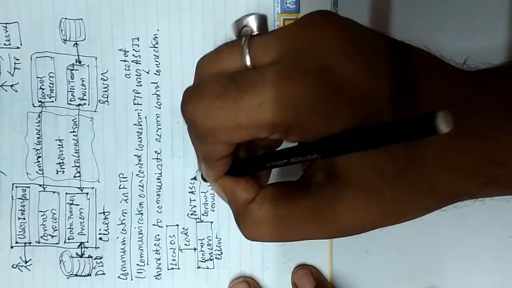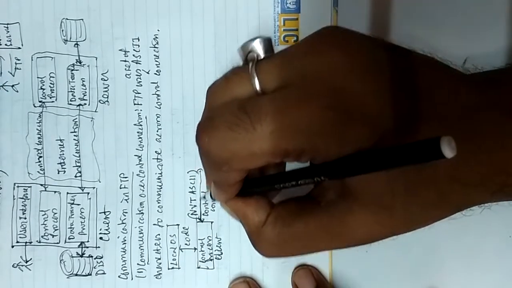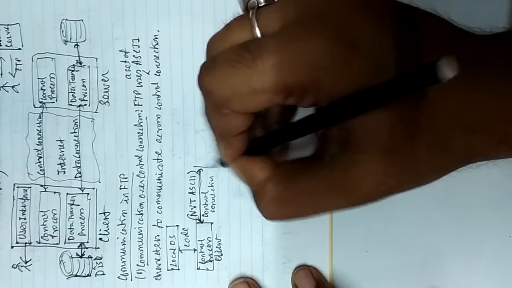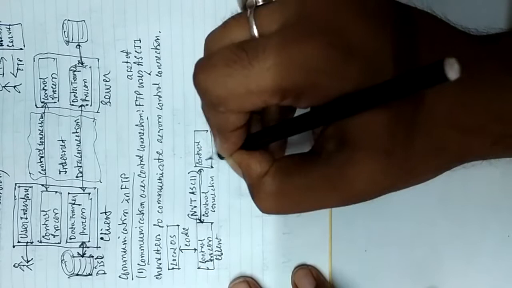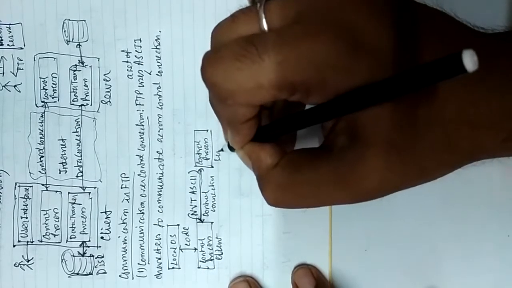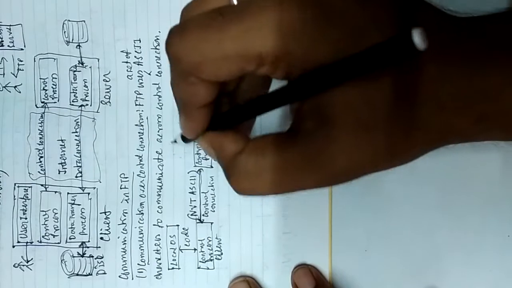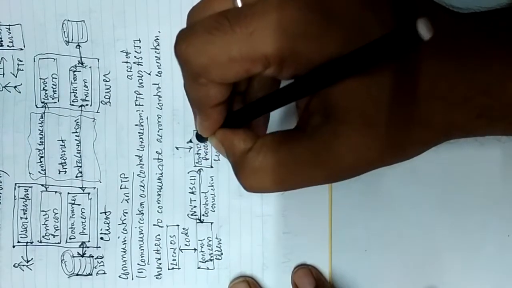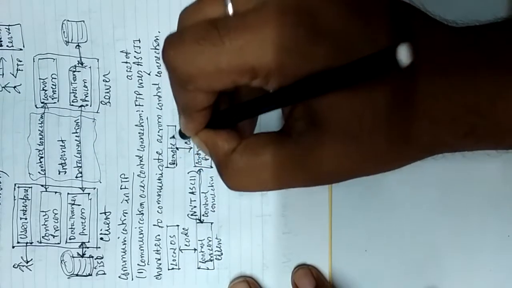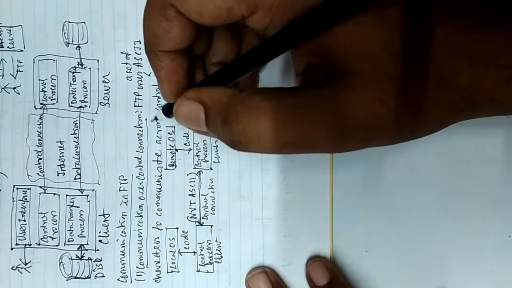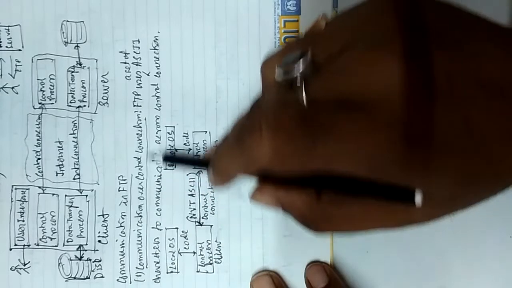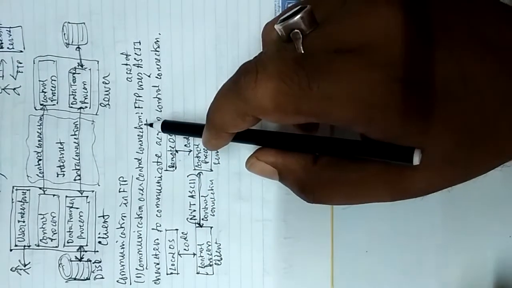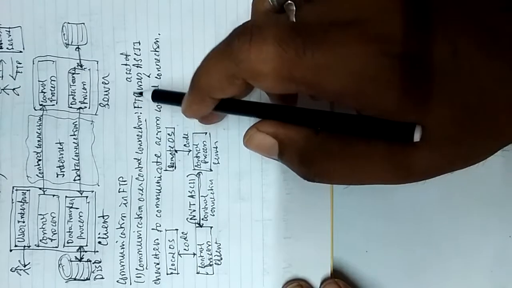NVT ASCII, and obviously this is the control process of the server. This is the server, and this is the remote operating system, or the server operating system. So this is all about the communication over control connection. Next, we will study communication over data connection.